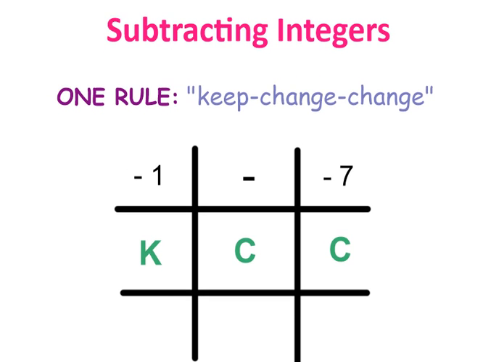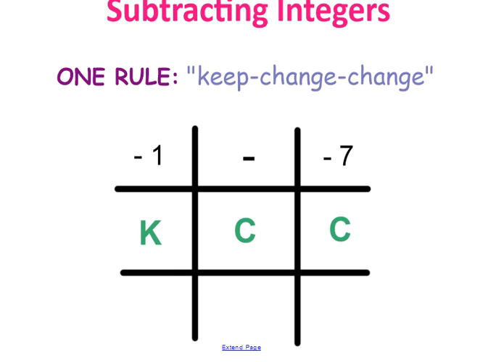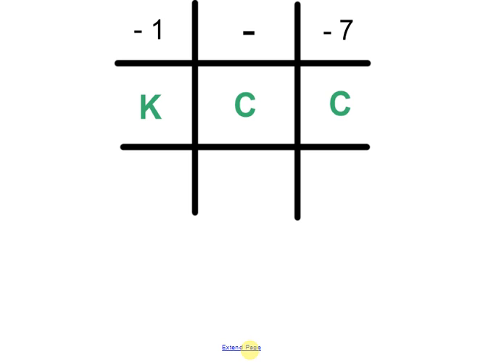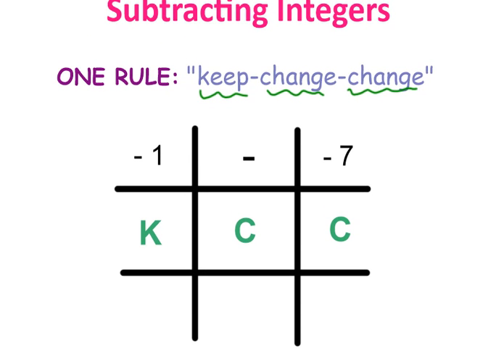So, the nice thing about subtracting integers is that there's only one rule. It doesn't matter if it's the same sign or a different sign, there's only one rule. And that rule is called keep, change, change. And we make this little tic-tac-toe board to help us out with it. It's not something that you have to use, but it is a really nice tool to help you stay organized.